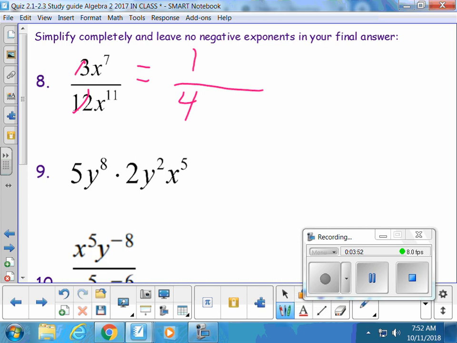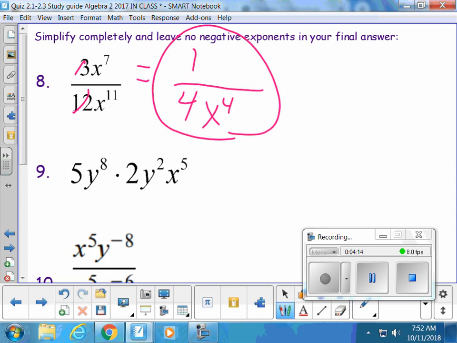11 minus 7 is 4. So my answer is x to the 4th. But that x to the 4th has to go in the denominator, which is where the bigger exponent had originally lived. So could you just put 4x to the 4th? No, that would be dead wrong, because the 4 and the x to the 4th would all be in the numerator, and that's not correct.